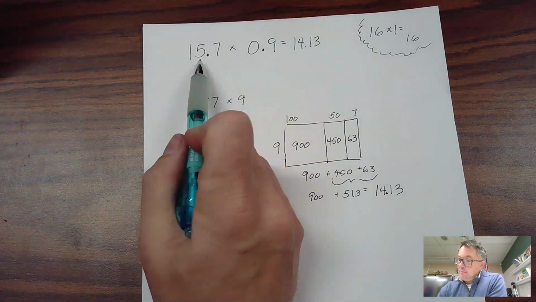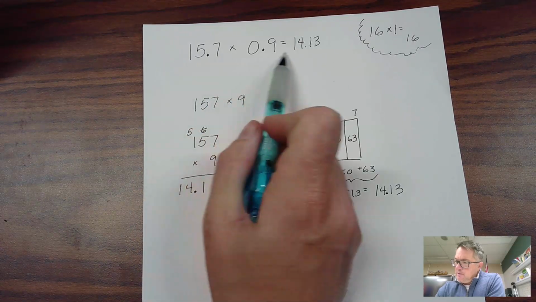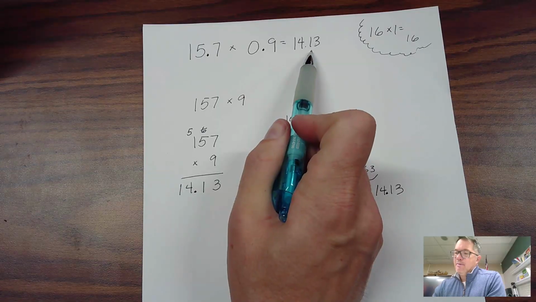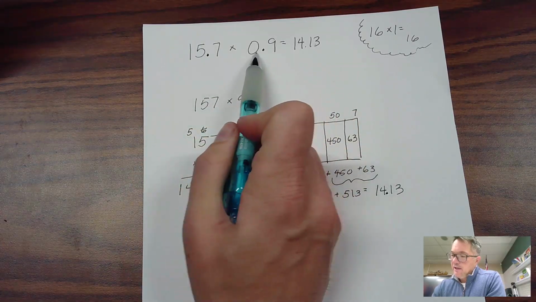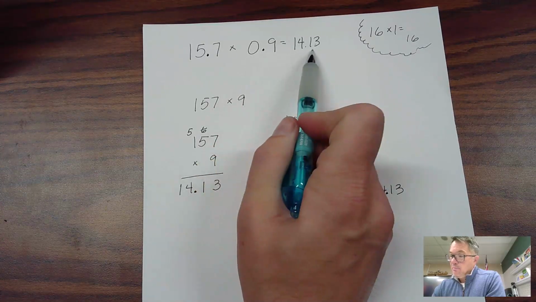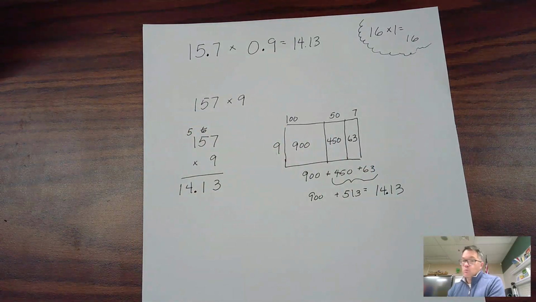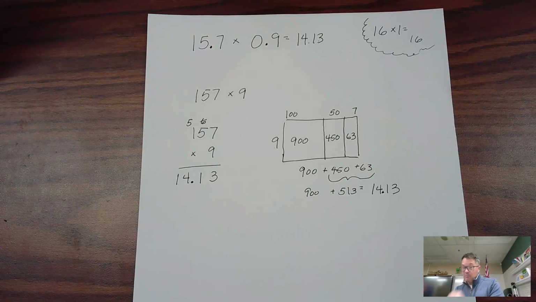In this case, some of the students at first might say, wait a minute, I'm multiplying a number times a number, and my product is smaller. That doesn't happen typically, but because I'm multiplying 15 7/10 by a number less than 1, my product is going to be less than the factor of 15 7/10. So that's just one way that our students might be multiplying decimals.